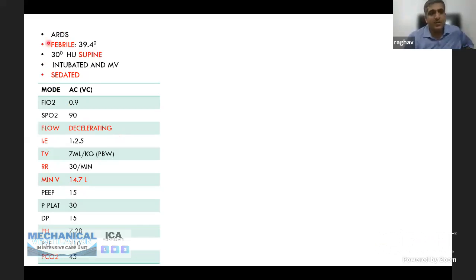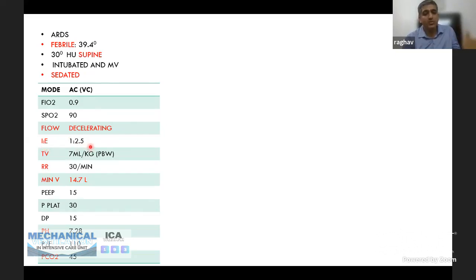This was a patient of ARDS who was ventilated on assist control, volume control mode. He was sedated, not paralyzed. He was having a high grade fever, 39.4 degrees centigrade. He was in the supine position, 30-degree head up. He was on volume control mode on a FiO2 of 0.9. The flow was decelerating type, which goes like this.